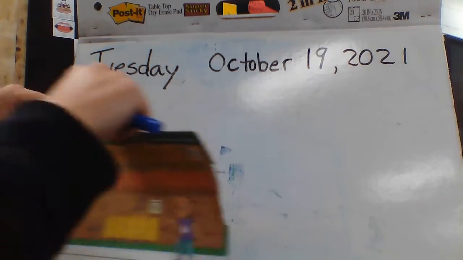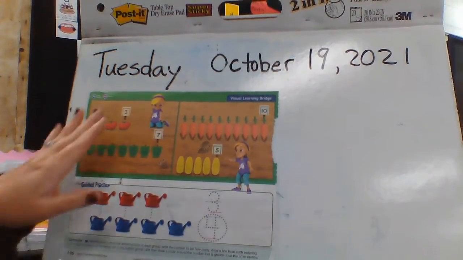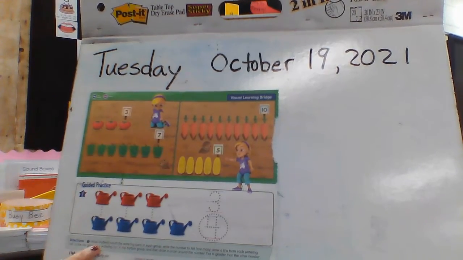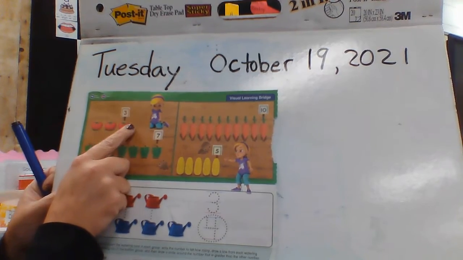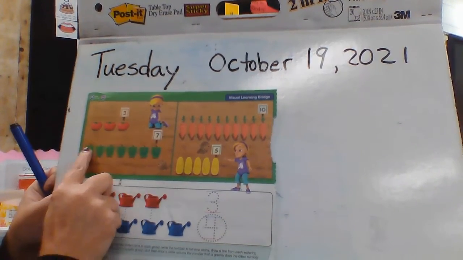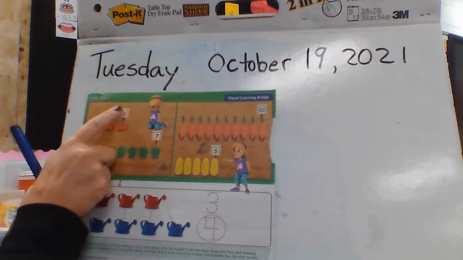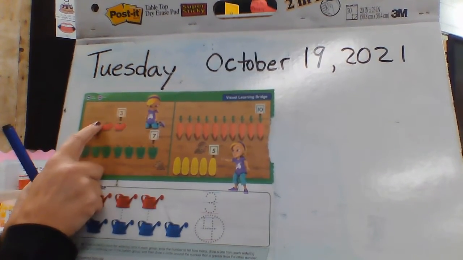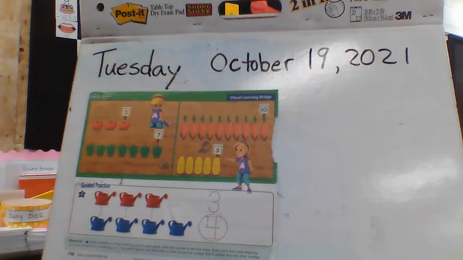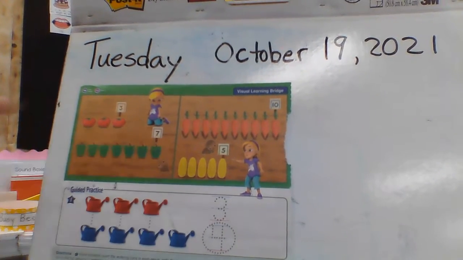And on the back here, we are going to look. Oh, it looks like a beautiful garden. It looks like Emily is planting a garden, right? All right, so she has some tomatoes in a row, and she has some peppers in a row. She has little signs that show how many she planted. So she's got 3 tomatoes, and she's got 7 peppers.